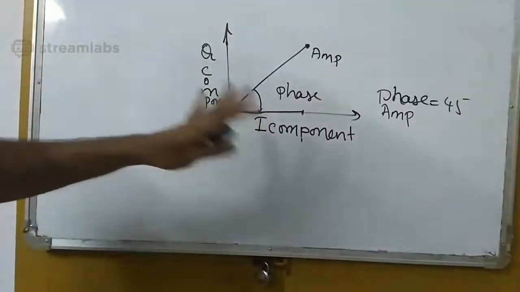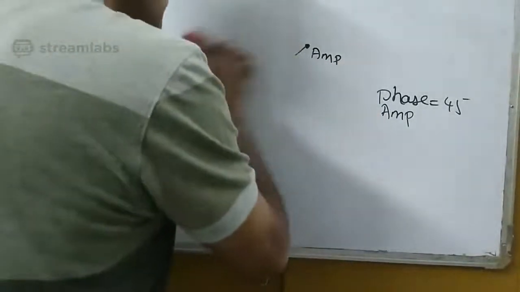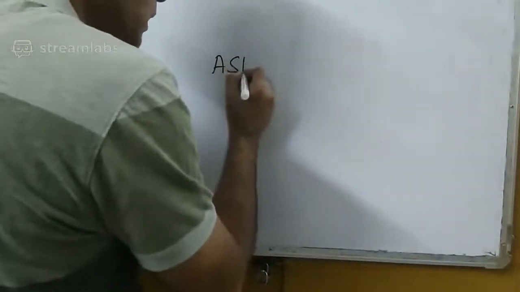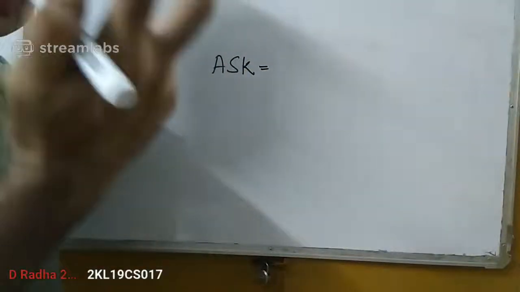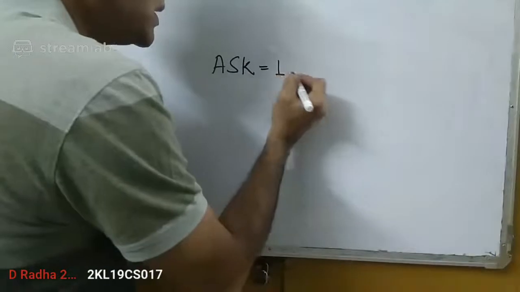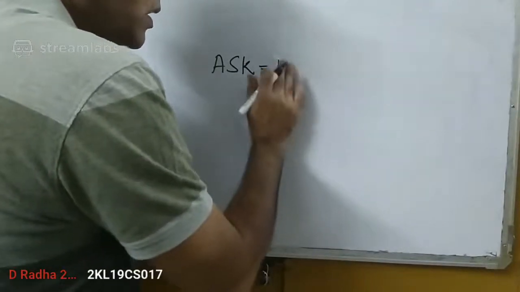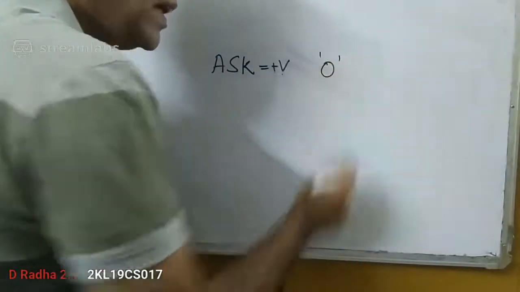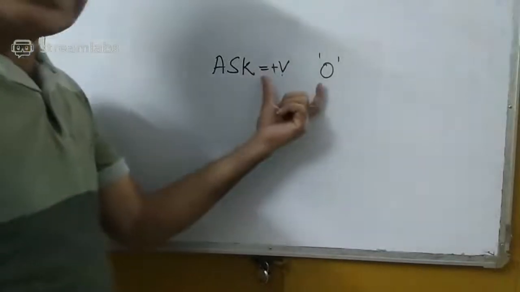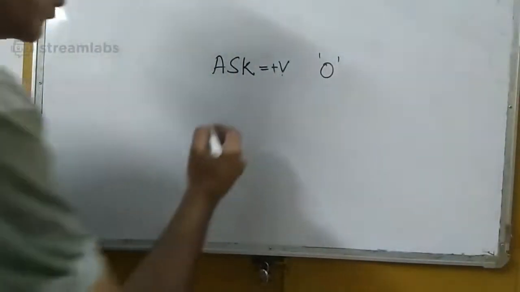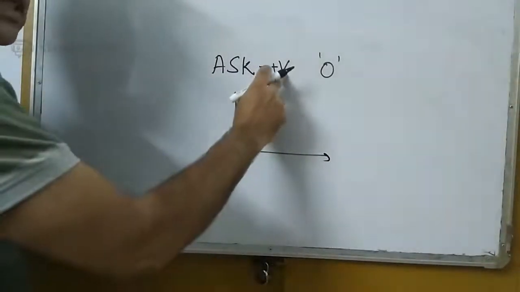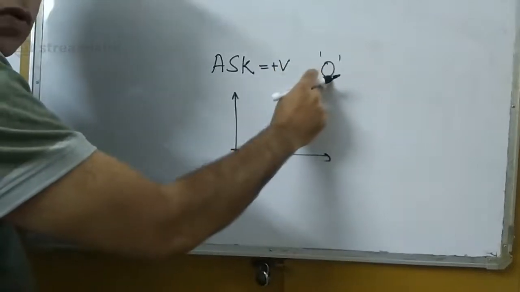Now, to start with, I will talk about the representation of ASK using these constellation diagrams. In ASK, amplitude shift keying, there are two amplitudes. One is some plus V volts, and the other amplitude, for understanding's sake, I will take as 0. So if I represent this in the form of a constellation diagram, this is a positive voltage and this is a 0 voltage.